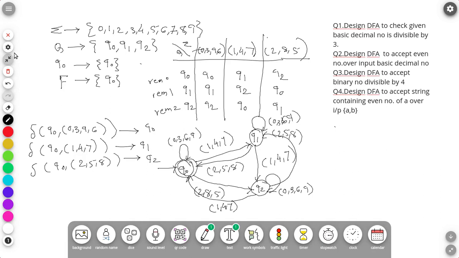In the next lecture we'll see the second problem: design a DFA to accept even input decimal numbers.